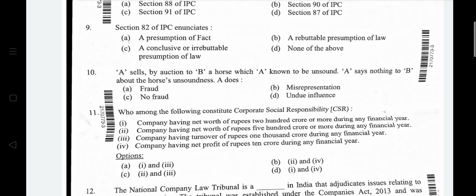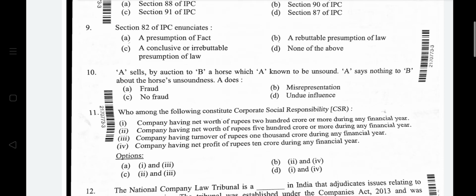Question number 10. A sells by auction to B a horse which A knows to be unsound. A says nothing to B about the horse's unsoundness. A does option A fraud, B misrepresentation, C no fraud, D undue influence. Answer is C, no fraud.